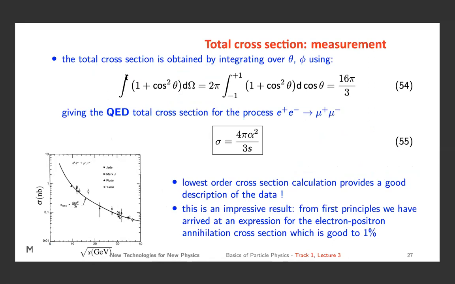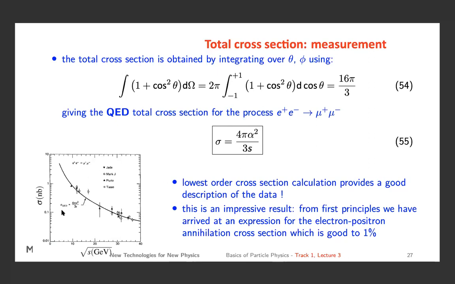Then, here we obtained the differential cross-section. We can also compute the total one. For this, we need to integrate our result over theta and phi. And from here, we can compute the total QED cross-section for this process, which is simply equal to 4 pi alpha squared divided by 3s.